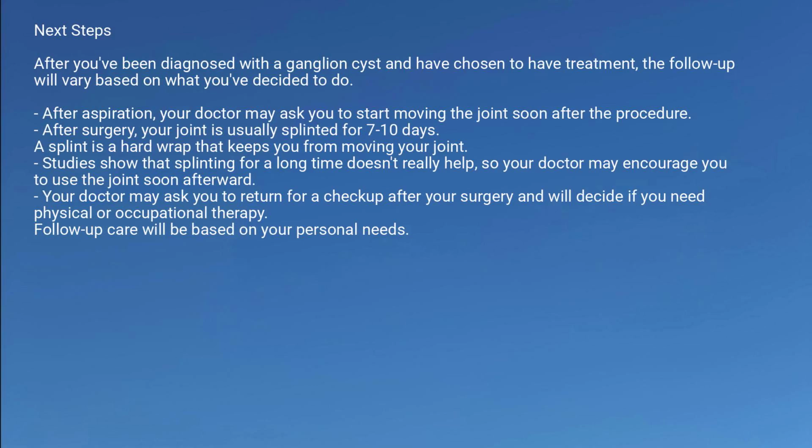Next steps. After you've been diagnosed with a ganglion cyst and have chosen to have treatment, the follow-up will vary based on what you've decided to do. After aspiration, your doctor may ask you to start moving the joint soon after the procedure. After surgery, your joint is usually splinted for 7 to 10 days. A splint is a hard wrap that keeps you from moving your joint.